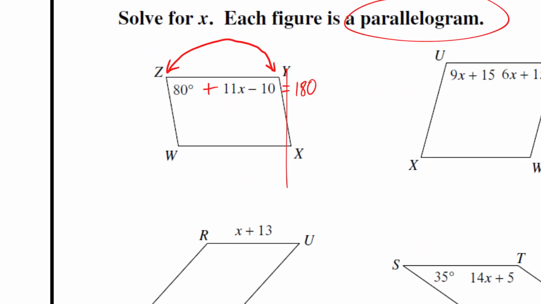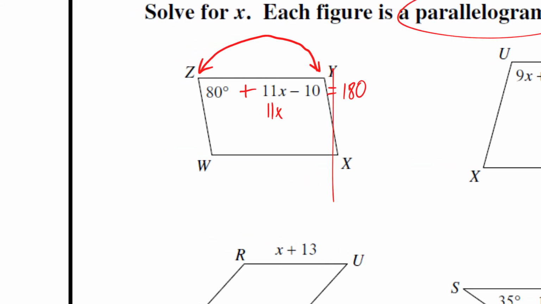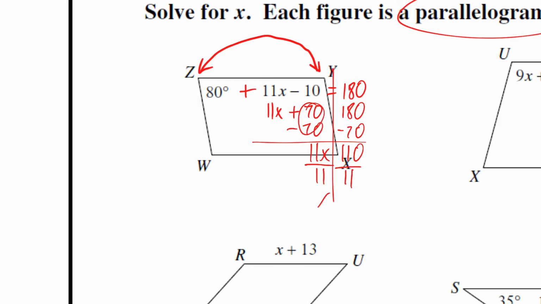All right, so on this one, as we work this one out, we get 11x, and then 80 minus 10 is what? 70. So we have 11x plus 70 equals 180, minus 70 from both sides. That zeroes out. We get 11x equals 110. Divide by 11. And x equals what? 10.